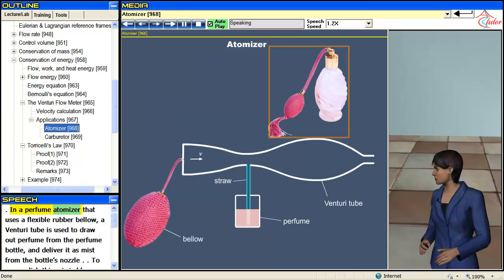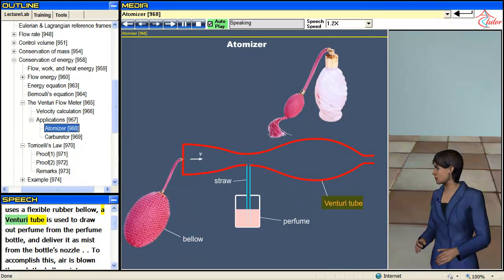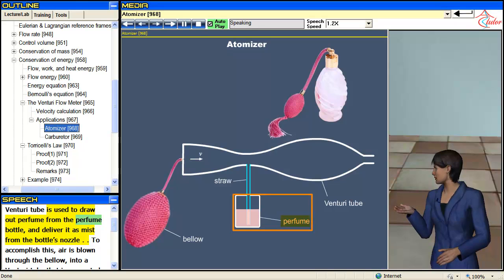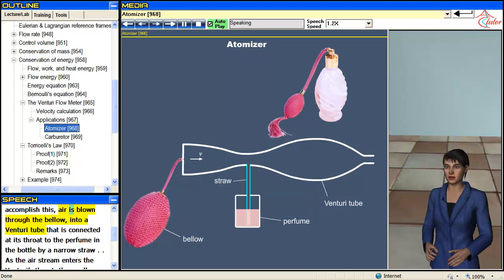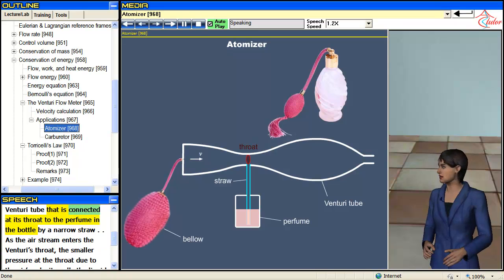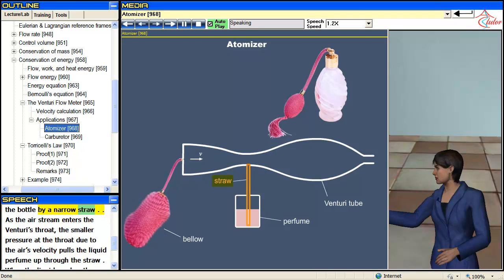In a perfume atomizer that uses a flexible rubber bellows, the Venturi tube is used to draw out perfume from the perfume bottle, and deliver it as mist from the bottle's nozzle. To accomplish this, air is blown through the bellows into a Venturi tube that is connected at its throat to the perfume in the bottle by a narrow straw.